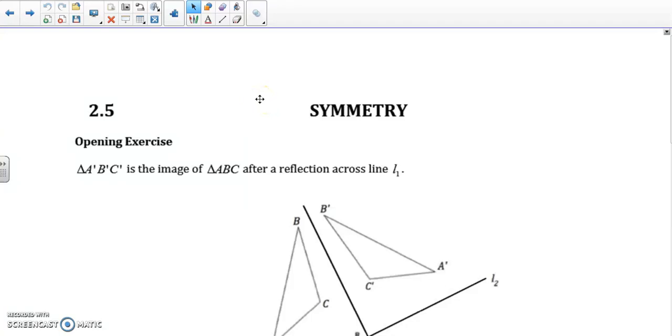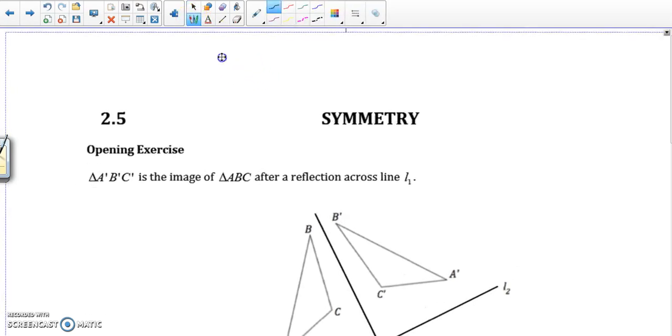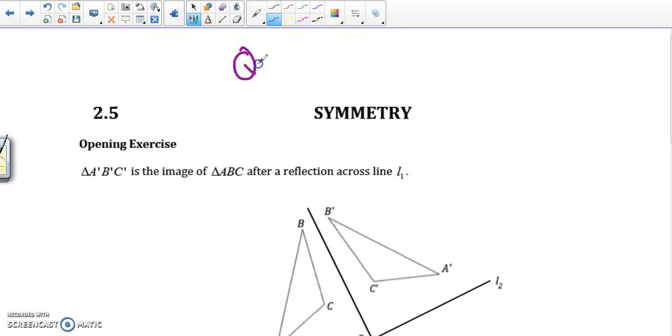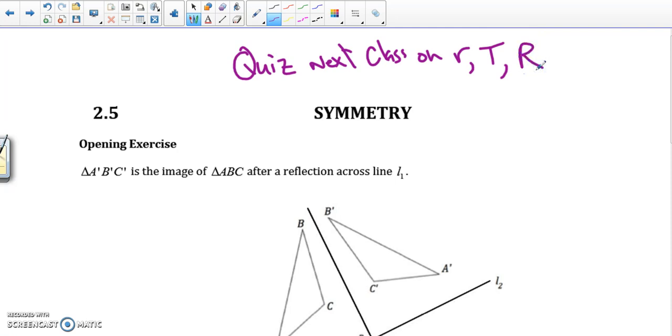Alright, so I'll keep this video as short as I can today. You have a quiz next class, which you should know, on reflections, so the little r, translations, capital T, and the capital R, which means rotations.